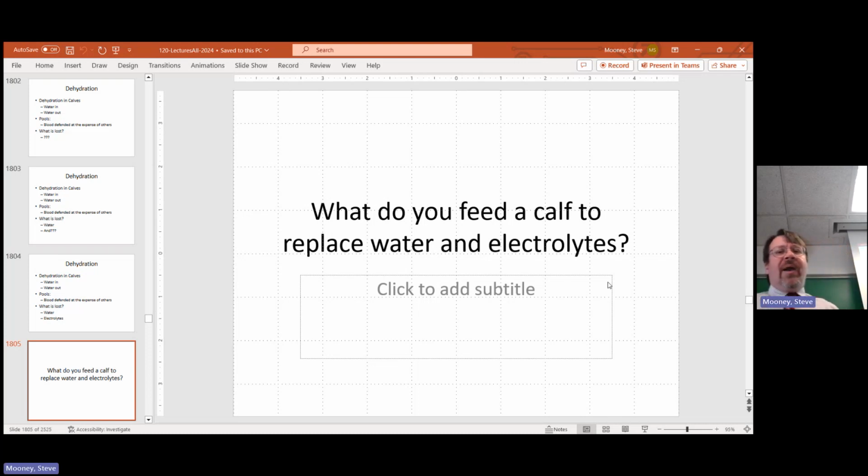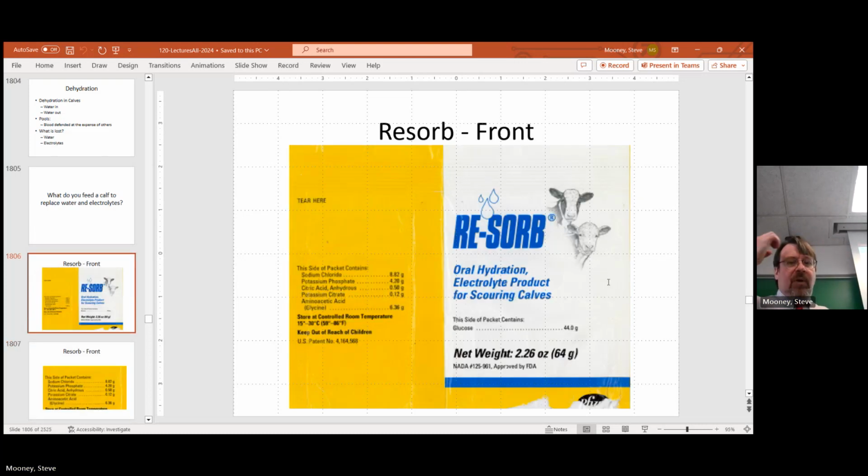So how do we feed a calf to replace water and electrolytes? Usually we have some sort of product that's going to provide the electrolytes. We dilute it with the water we have at our barn, and we feed it to that animal. We want to feed it separate from milk if we can, because there's some places that say, well, you just mix it in the milk, everything will be fine.